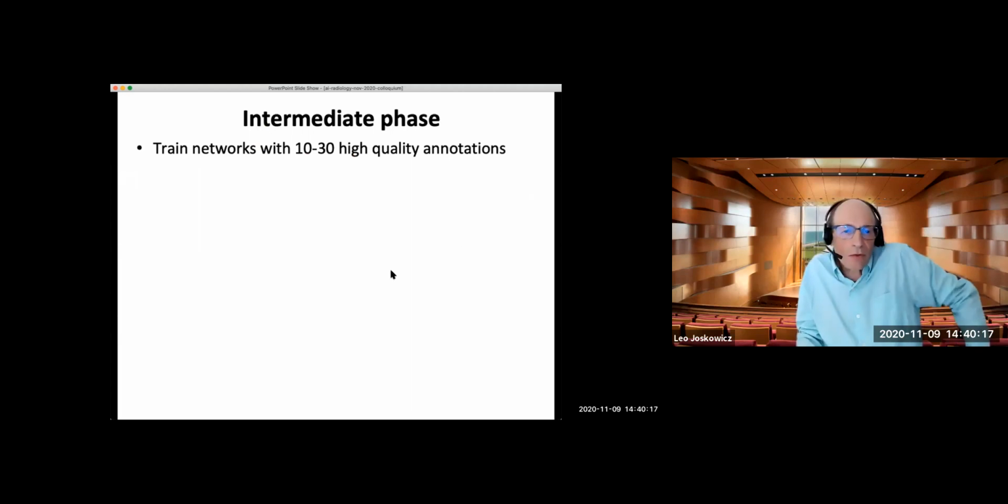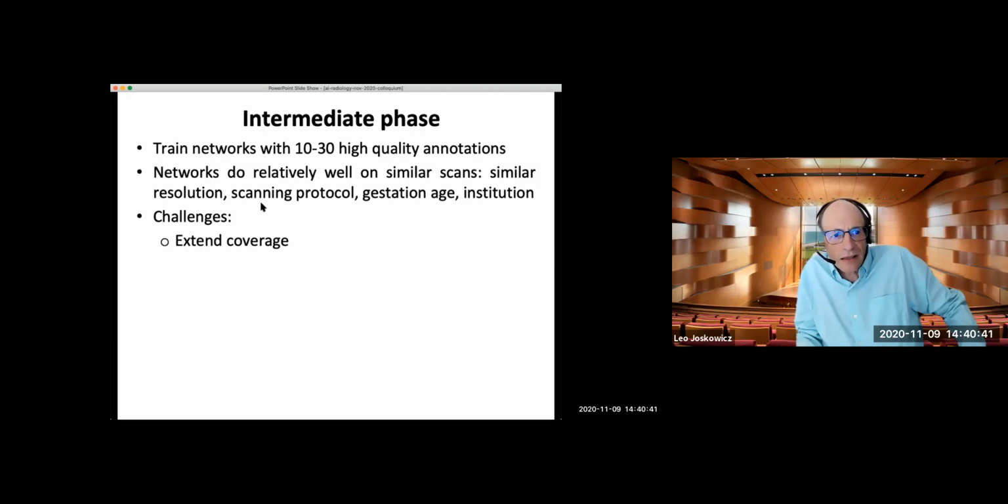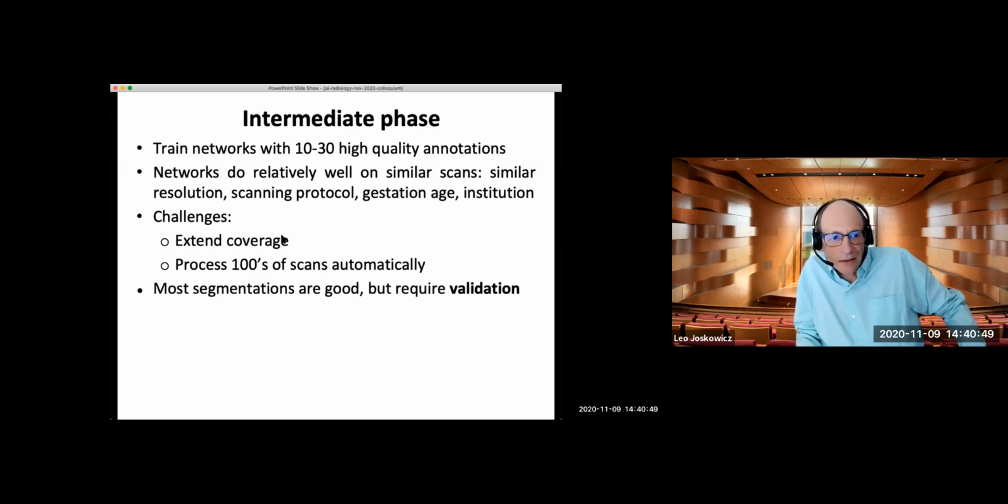So now you apply this process, and you have now obtained 10 to 30 high quality annotations. You didn't have to spend 1 hour each, but now only 5 to 8 minutes on each one of them. But the problem is that this network is still going to be fragile. It depends on the scanning protocol and many other things. So the challenge is how do you extend the coverage? Basically, to do that, you have to process hundreds of scans automatically, okay? But they require validation. Somebody has to look at the scans and say, this is an error, this is not an error, and so on. And this is very time consuming, okay?